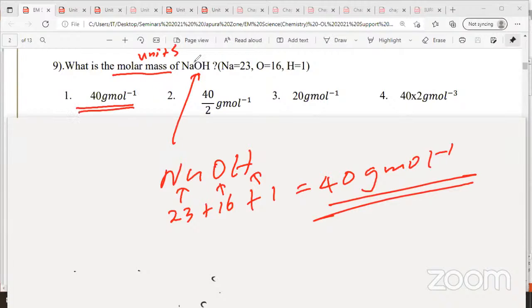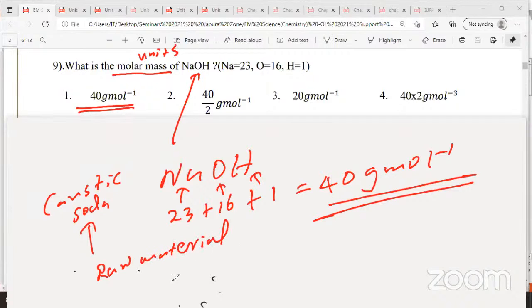Remember, please write down if you want, sodium hydroxide is also called caustic soda. And this is a raw material used to manufacture soap in the soap industry. Why is soap important these days? Because most of the time we are washing hands now. Sanitizers, soap, detergents, so the usage of soap has increased in the world.